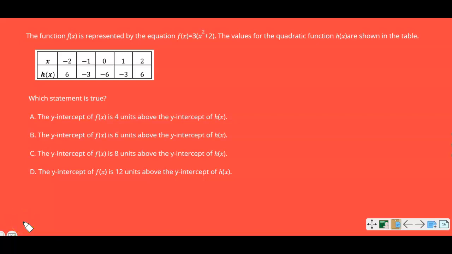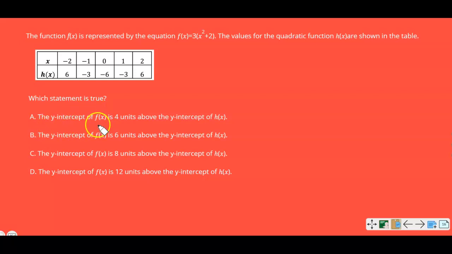The function f of x is represented by the equation f of x equals 3 times x squared plus 2. The values for the quadratic function h of x are shown in the table. All right, so we're given an equation and we're given a table, and we have to compare the two. We have to see which statement is true.